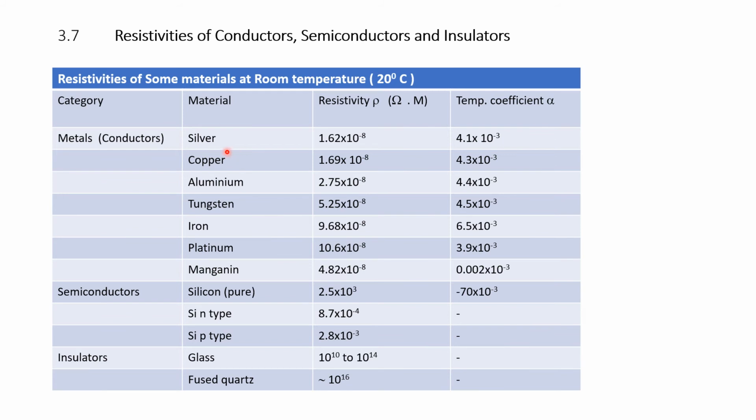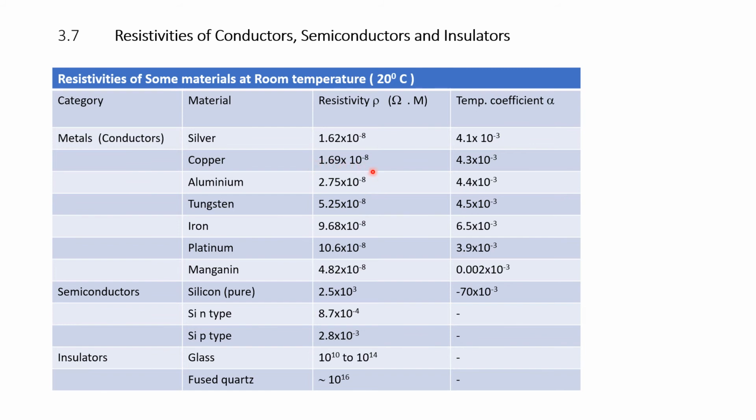Their resistivity rho, that is ohm meter, is given in the third column. So for silver, the resistivity is 1.62 into 10 to the power of minus 8 and its temperature coefficient alpha is 4.1 into 10 to the power of minus 3. Similarly, other good conductors are copper. For copper it is 1.69 into 10 to the power of minus 8.